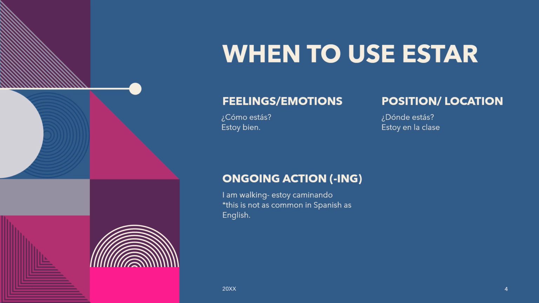The final one is an ongoing action or ing. It's also called the present progressive. This is not a super common thing to use in Spanish. We use it in English all of the time, but in Spanish, it's just not as common. It's more common to use present tense. But I am walking, estoy caminando. I am eating, estoy comiendo.